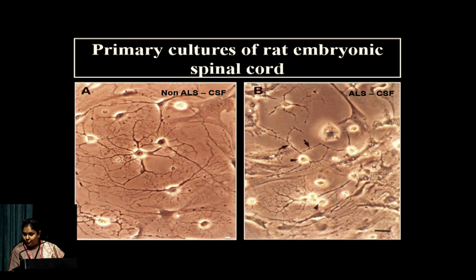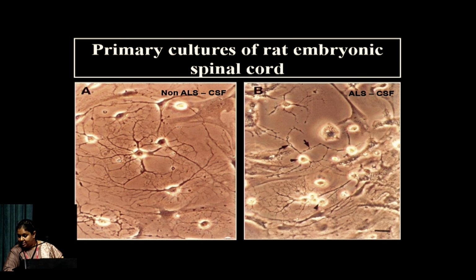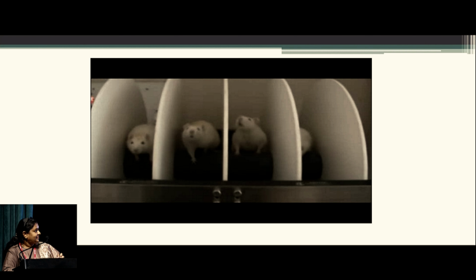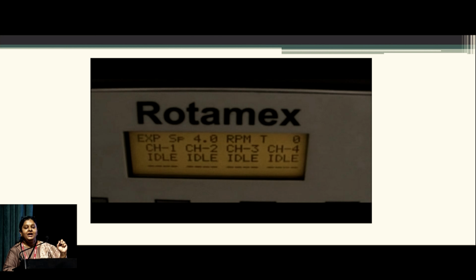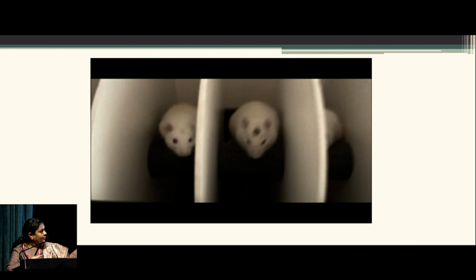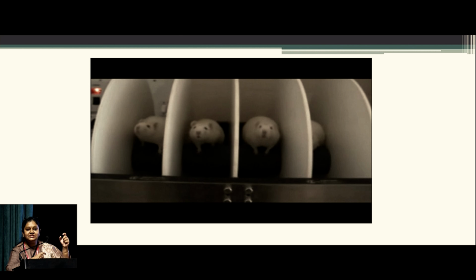Can you please play the video in this animal model? If you can, it's not happening. If you can see this video, I hope it plays. No? Yeah.